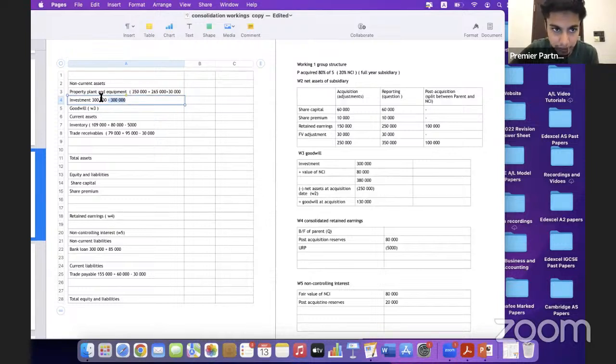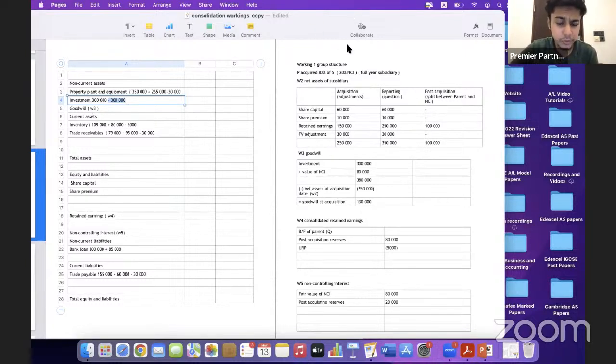If this was 1 million, I would have removed 300 and kept 700 balance. So please don't misunderstand what I'm saying. You should only remove the investment that you write in goodwill. What you write here, you remove it from here. Right. So guys, the goodwill will go to SOFP here, goodwill working.